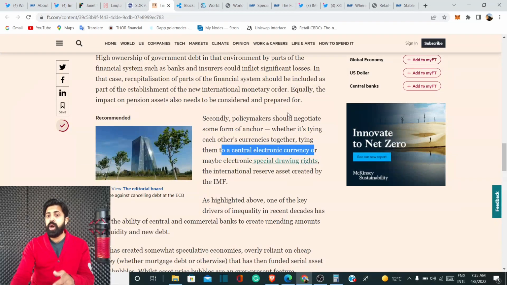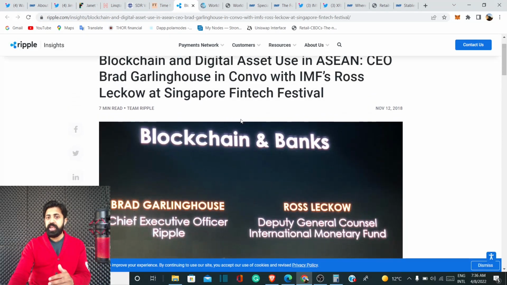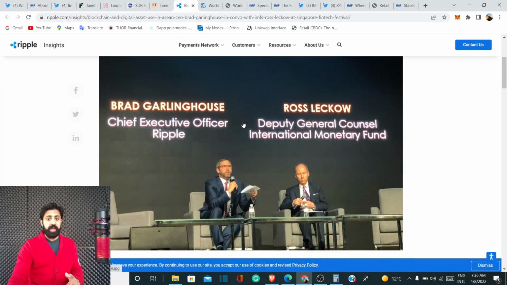Because right now the talks of eSDR, or the electronic version of that, a central electronic currency which is tied to all other currencies, are coming out. And if you remember the history, we had a lot of times when the IMF and Ripple were together talking about a lot of different things. But whenever the questions come, sometimes they dodge them. They don't really answer.